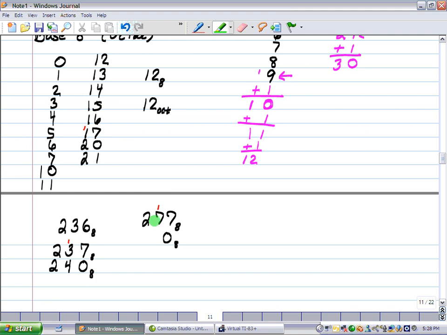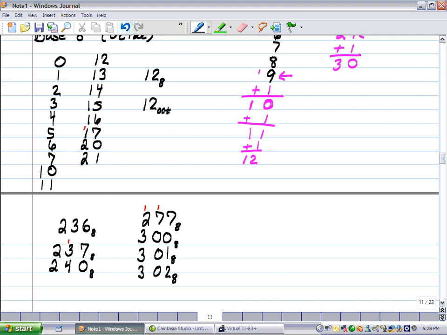So now this is asking me what's the next number after 7. Oh, there isn't one. So I have to start all the way over at 0 and carry that to the next place value. So now this is asking me what's the next number after 2, and that is 3. Then the next one would be 301 base 8, 302 base 8, and so on.